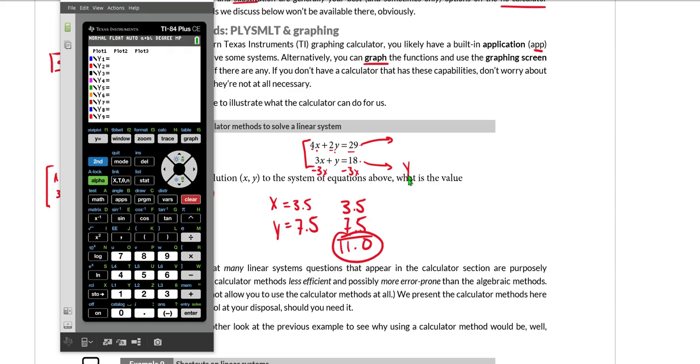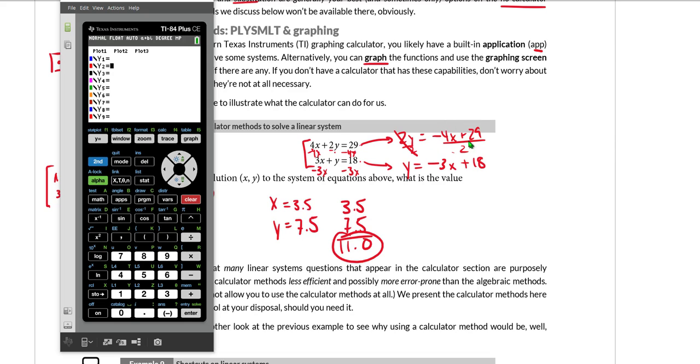Just subtract the 3x from both sides, and we get that. First equation, a little bit more work to do. I'll subtract the 4x, subtract the 4x. I get 2y equals negative 4x plus 29. Divide by 2, divide by 2. And I actually can just enter this.